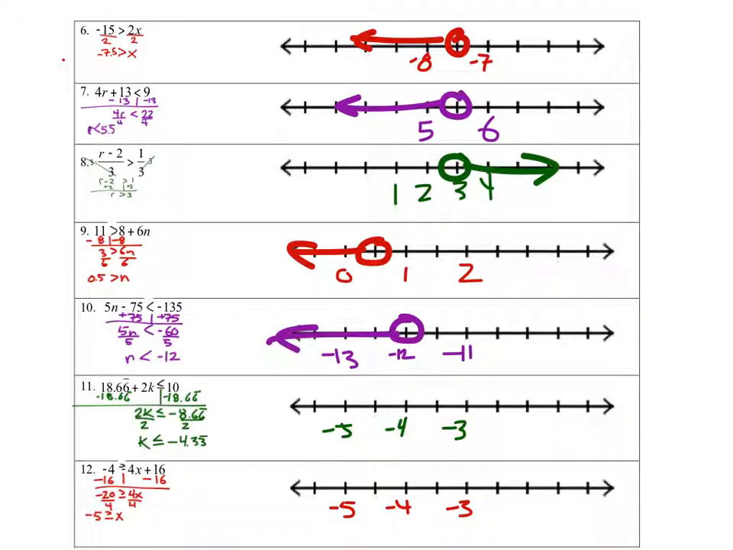Then at negative 4.33, which would be about right here, it's going to be closed. It is not eating the k, so it goes to the left. Then finally, at negative 5, we got a closed circle. And it is not eating the x, so it goes to the left again. And there's our graphs for these.